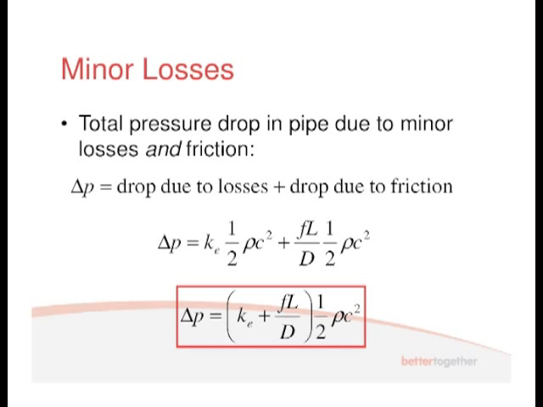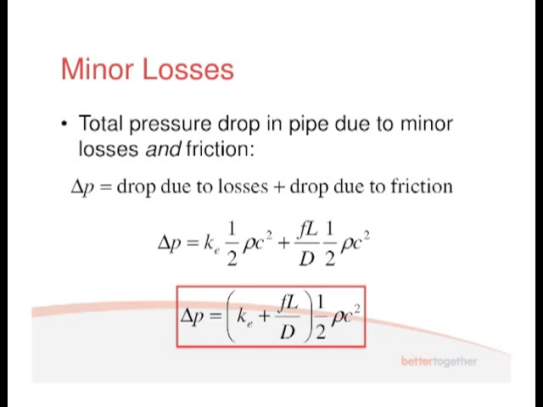So, the total pressure drop. Friction effects with the wall still haven't gone away. They're still there, so what we need to do is add them together. We've still got the pressure drop due to the friction, and we've also got the pressure drop due to the minor losses. So you add them together. Here's our minor losses, here's our one due to friction. Notice we've got a common term here, 1/2 rho c squared.